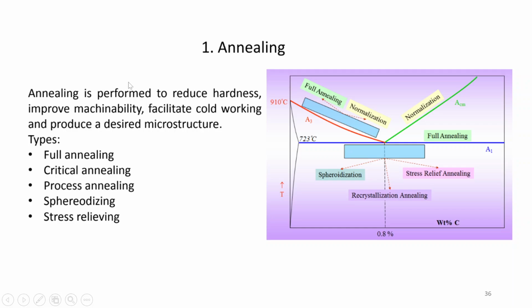Now annealing is performed to reduce hardness, improve machinability, facilitate cold working and produce a desired microstructure. So these are the various types: full annealing, critical annealing, process annealing, spheroidizing and stress relieving. Okay, and the holding temperatures are different for all these annealings. In the case of full annealing, you have the highest holding temperatures. Then spheroidization, stress relief and recrystallization are below the upper critical temperature.